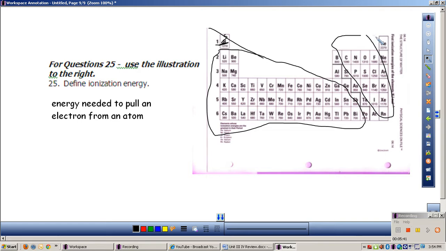Why is that? Anybody want to take a guess? Sure. But what is it over here that we have? Non-metals, okay? So over here, it's going to be harder for them to pull an electron away from an atom versus over here where they're just willing to give it away.